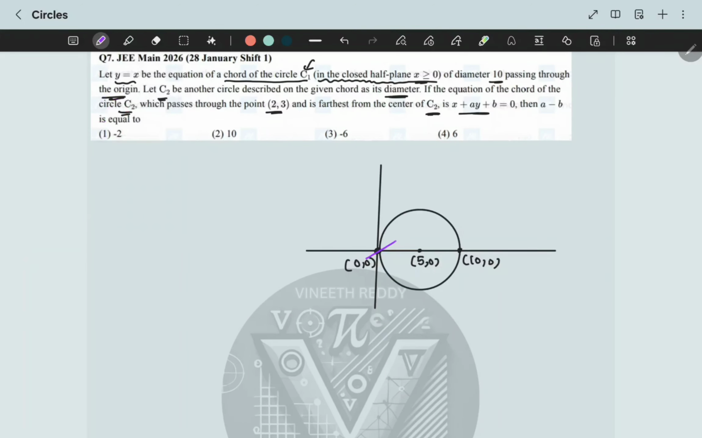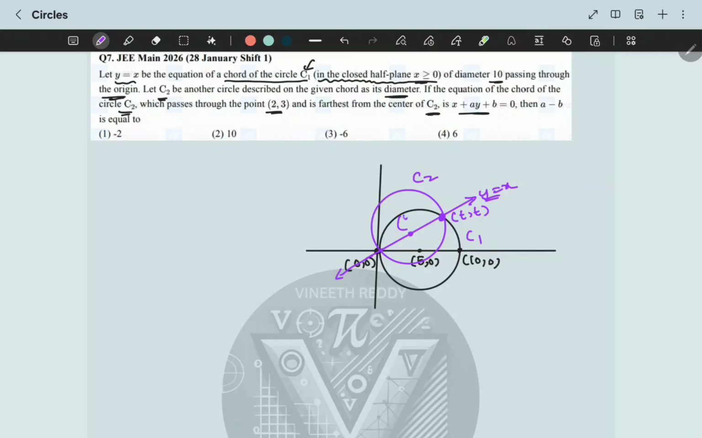Now there is a chord y equal to x. Something like this. So this chord is y equals x. Now he is drawing a circle, I think with this as the diameter, if I'm right. Let C2 be another circle described on the given chord. So something like this. Now C2 can be in the second quadrant, not an issue. This is C2, this is C1. Fine. That means let us take this point as t, t, because any point on this straight line will be of this format.